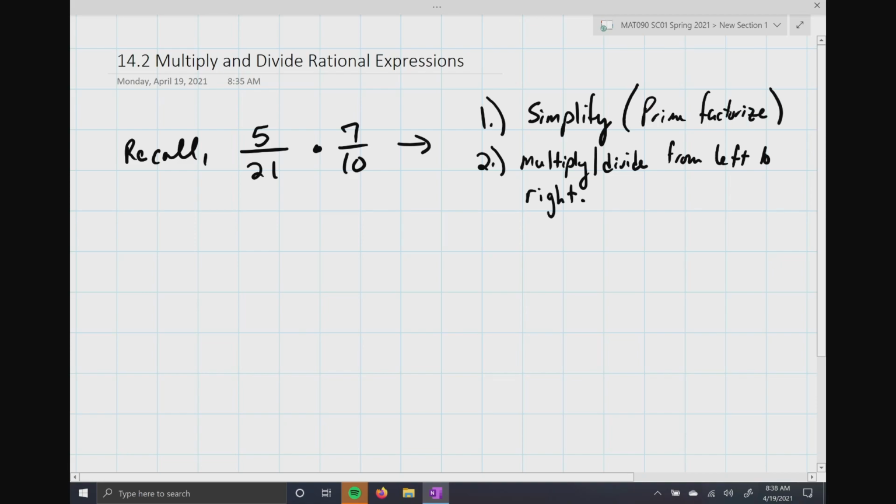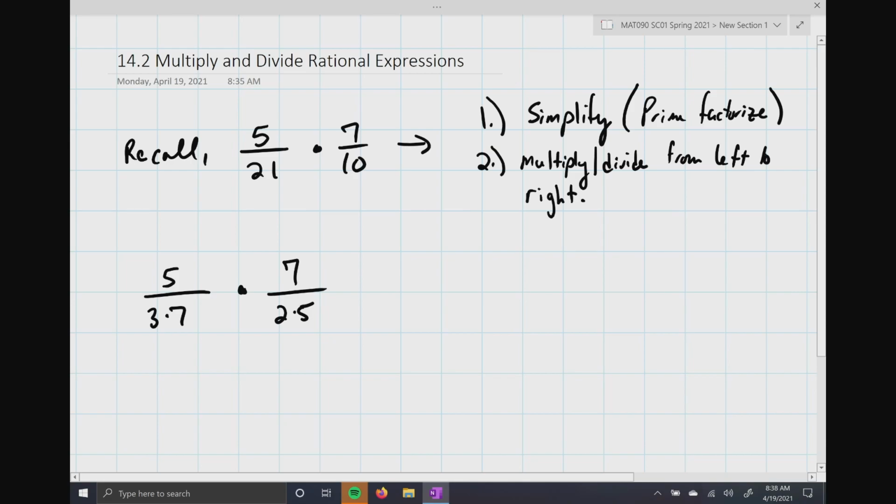When we talk about simplify, I'm talking write the prime factorizations of each number, or just write out some numbers that multiply to get that. For example, 5 is prime. 21 is 3 times 7. 7 is prime, and 10 is 2 times 5.